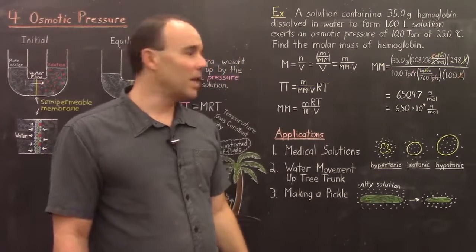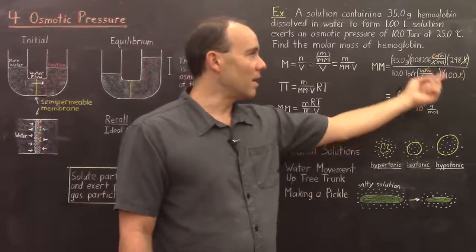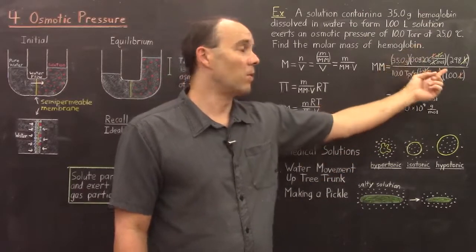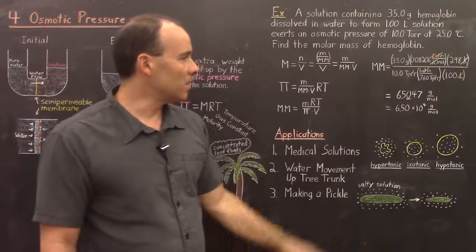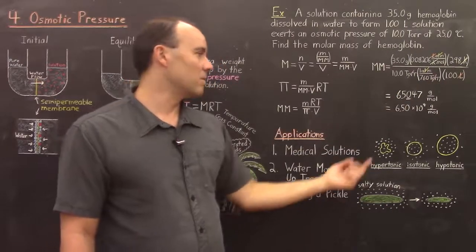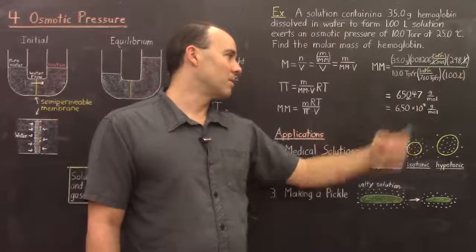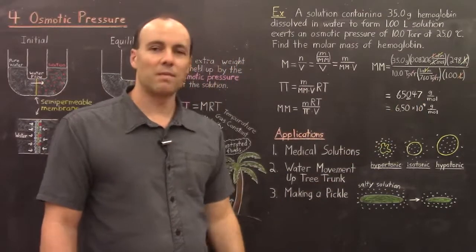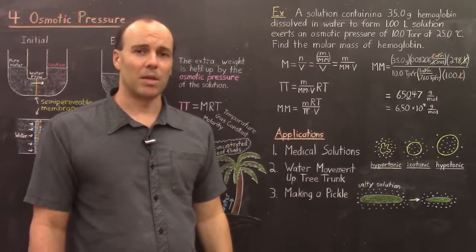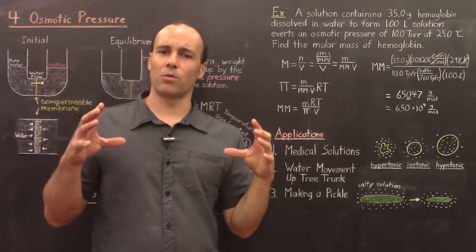And a lot of units cancel off. You can see how they cancel off. And what you'll end up with are grams per mole. And you end up with 65,047 grams per mole, which rounds to 6.50 times 10 to the fourth, or just 65,000 grams per mole. That's a pretty large molar mass, but again, we're talking about a very large protein molecule.